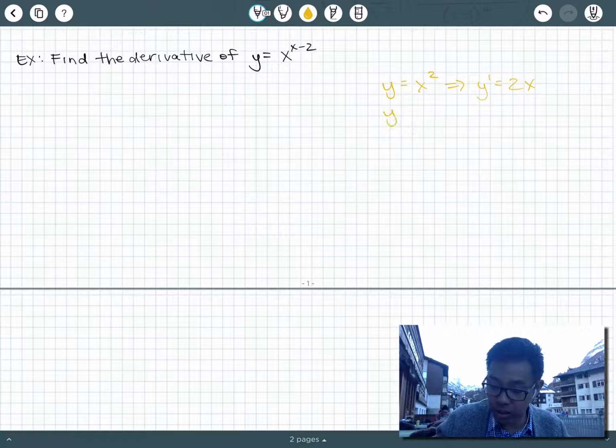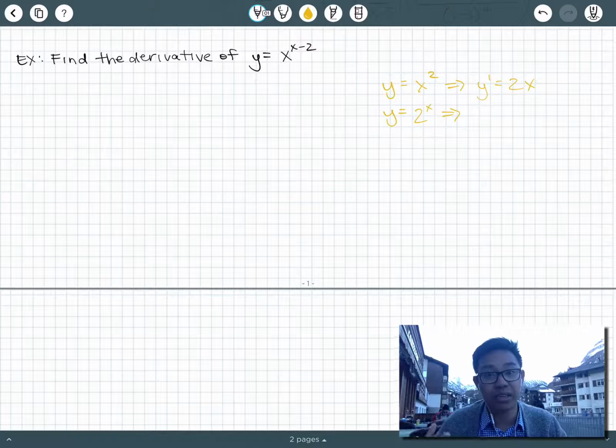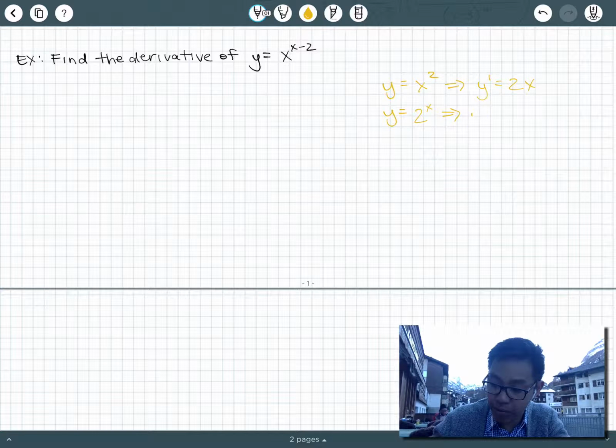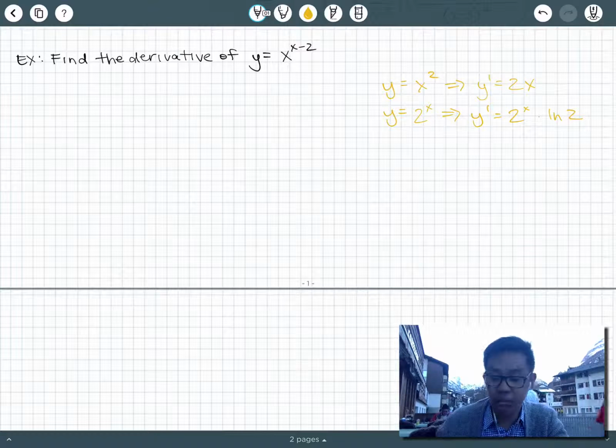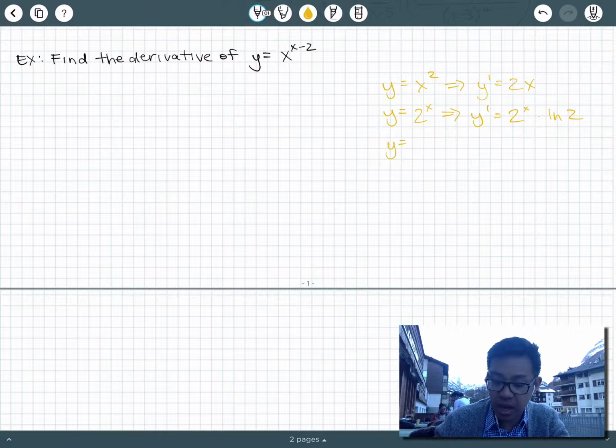You also know how to take the derivative of 2 to the x, which is when the x is in the exponent and the base is a number. So remember, the derivative of this is recopy it and multiply by the ln of the base. But you've never done it when it is, say, some f of x raised to some g of x.